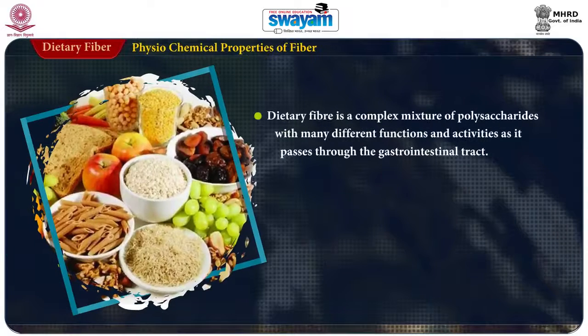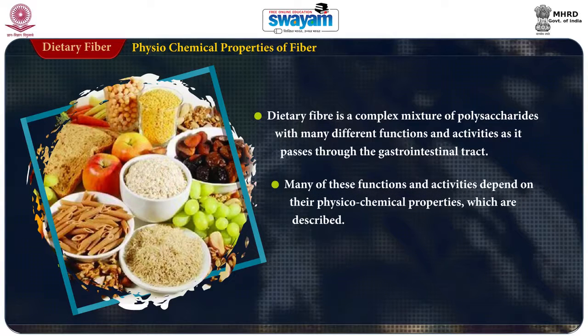Since we have seen the classification and the properties of all the soluble and insoluble fiber, let us now understand the physiochemical properties of dietary fiber in general. Dietary fiber is a complex mixture of polysaccharides with many different functions and activities. It passes through the gastrointestinal tract. Many of these functions and activities depend on their physiochemical properties, which are now described.